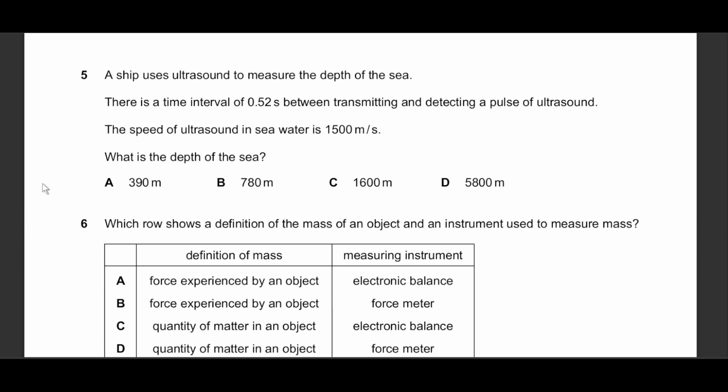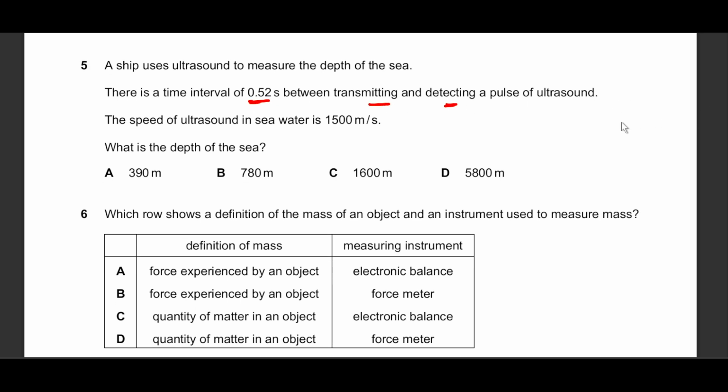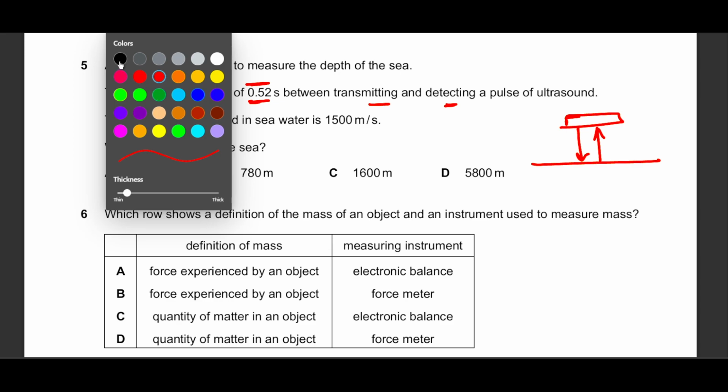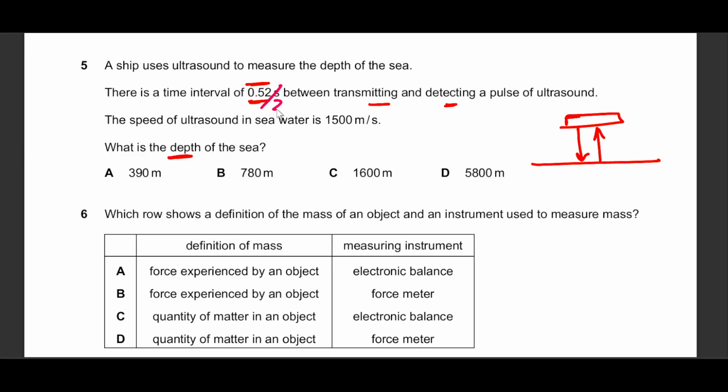Question 5 is about ultrasound and deep sea marine time-seeking sonar, something like this. The time interval is 0.52 seconds for transmitting and detecting, which means that if this is where the ship is and this is where that place is, the time to go and come back, both times, is 0.52 combined. Since we are interested in the depth, we only have to take time for one side.